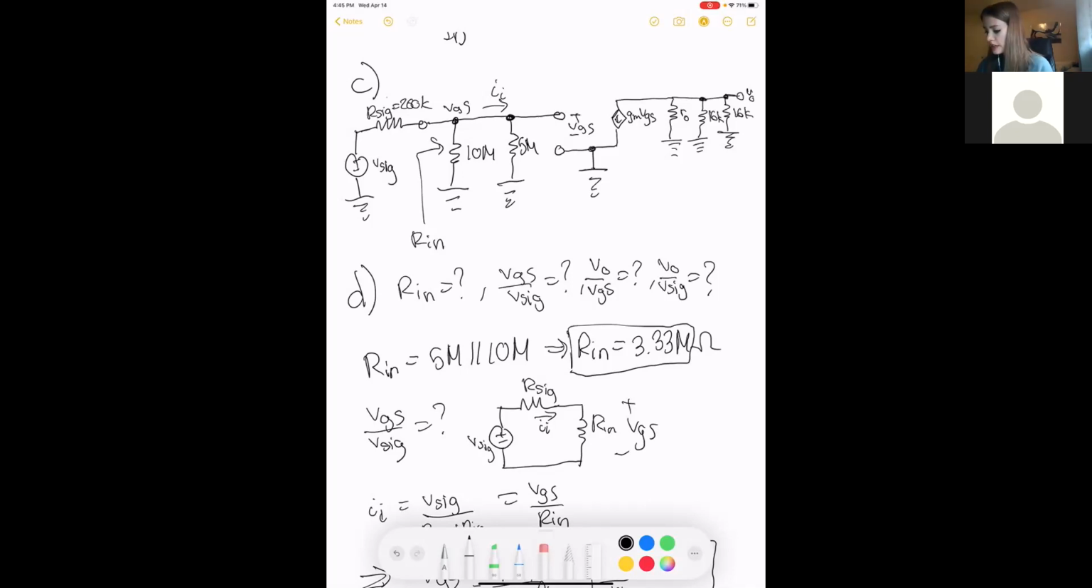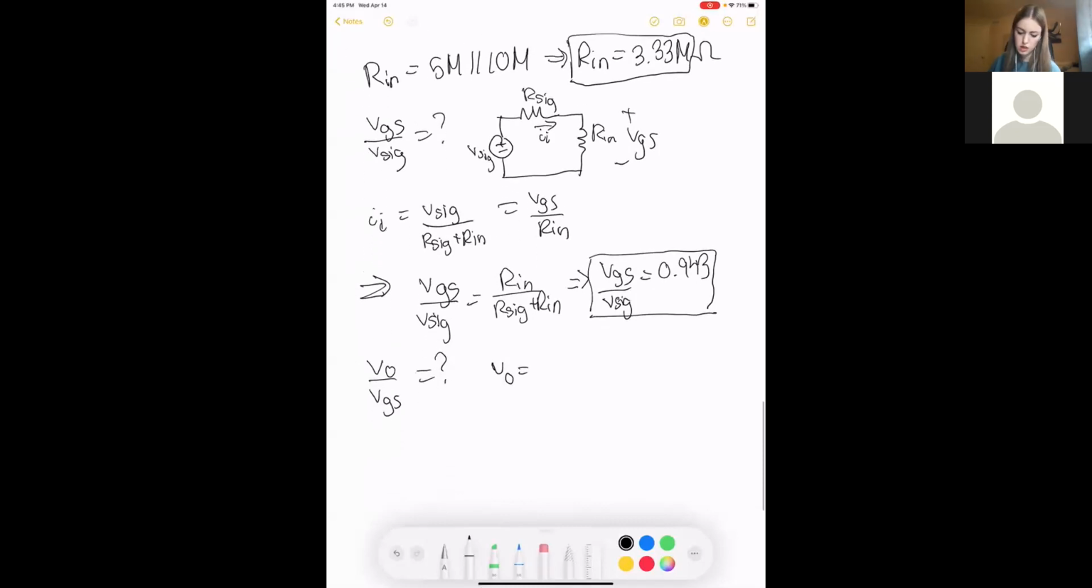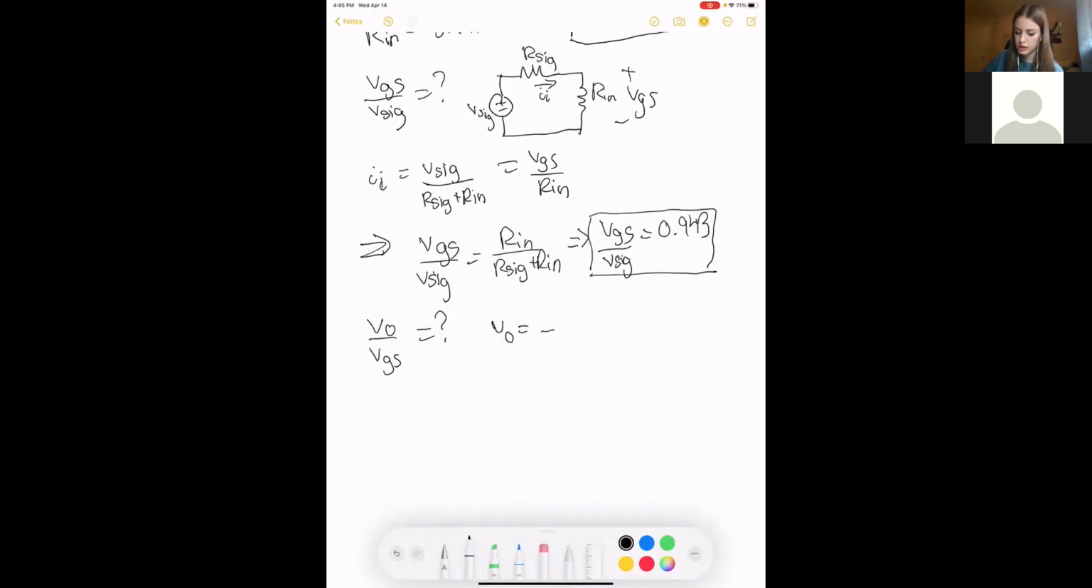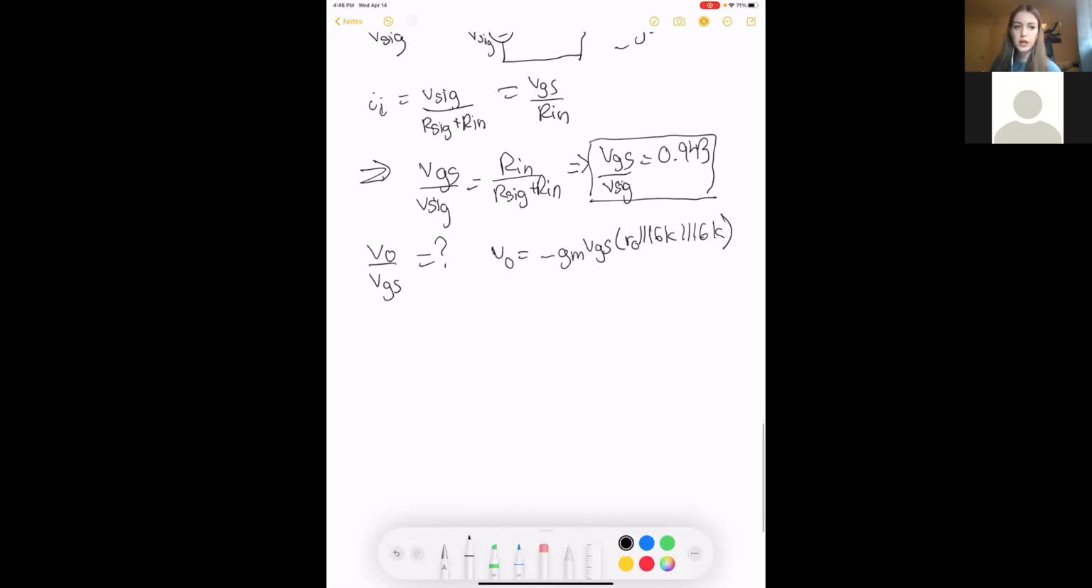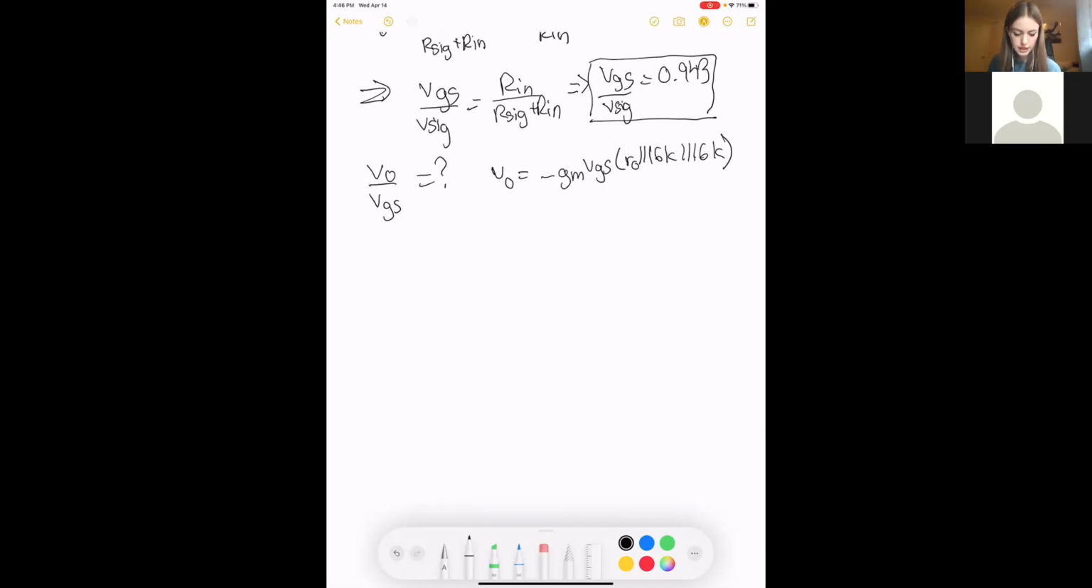But what is our current? It is negative GM VGS. Why is it negative? Because you think of your VO like that. It's a plus minus. So which way would the current be going? It would be going this way because our current goes from the positive to the negative, which is opposite of the way that GM VGS is going. As you can see, it's going down. This would be going up. So we can write our equation for VO as negative GM VGS times RO in parallel with our two 16K resistors. And we know that both of those 16K resistors are in parallel. They're both connected to ground. As we said earlier, our DC sources are all grounded when we do AC analysis.